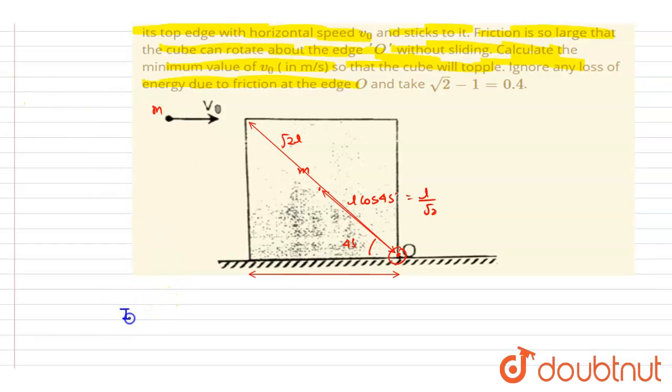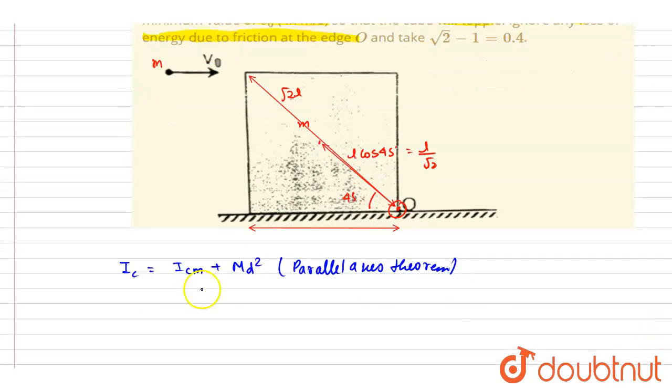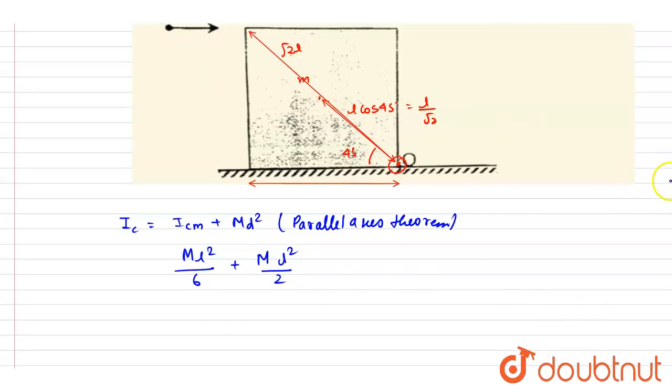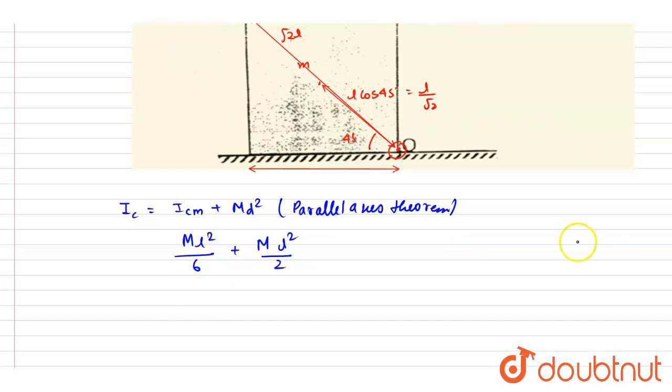So if I write down the moment of inertia of the cube, we will use the parallel axis theorem: about an axis passing through the center, plus mass times the distance of the axis through O from the center of mass axis squared. So I will write down, this is mL square by 6 plus m times L by root 2 square. So this particle is at a distance of L root 2.